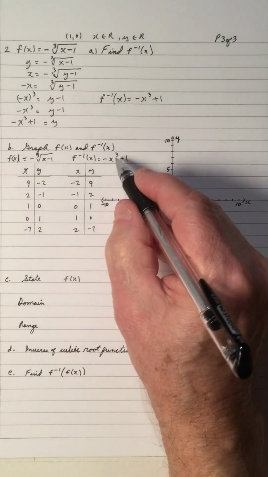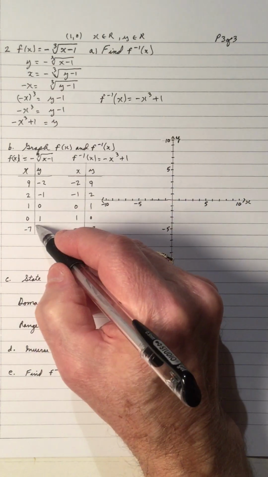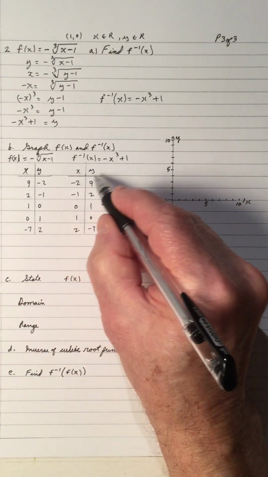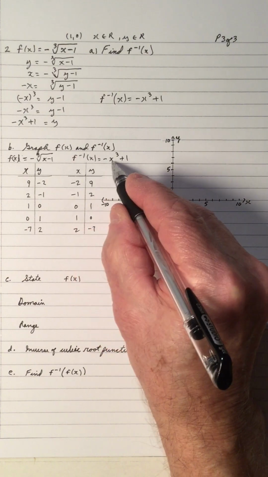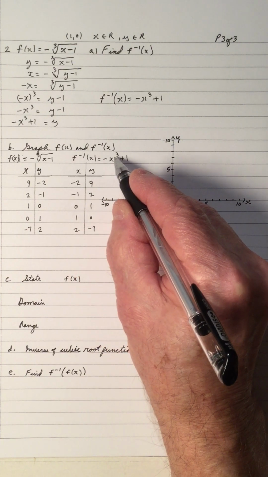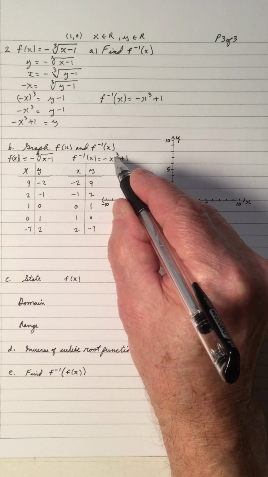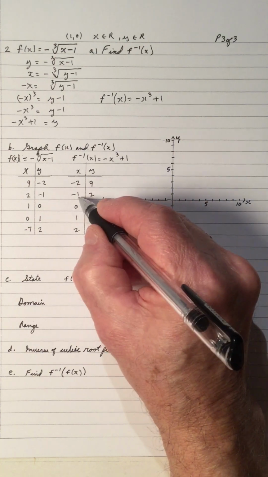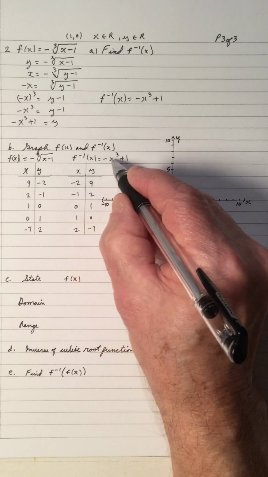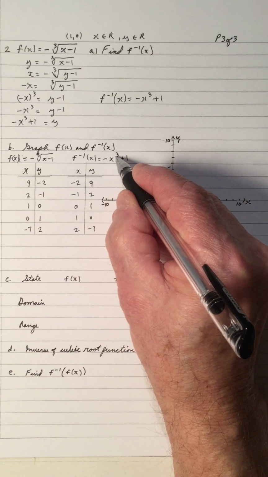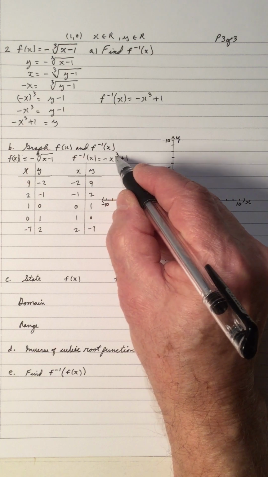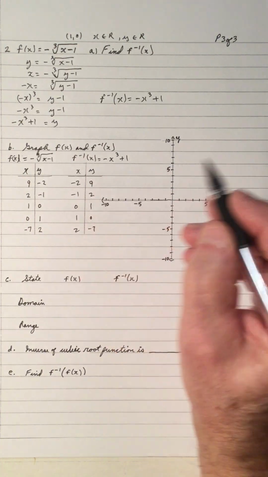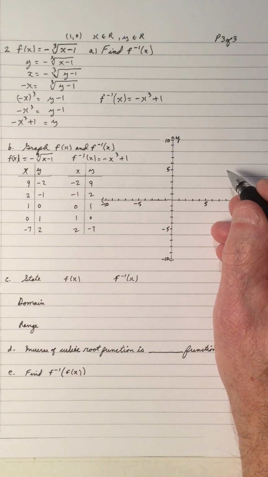Just to make sure, let's see if we're right. Assume these are right, so let's check. Take the negative 2 and plug in. Negative 2 cubed is negative 8. The negative of negative 8 is 8. 8 plus 1 is 9. Try one more. Try negative 1. Negative 1 all cubed is negative 1. The negative of a negative 1 is 1. 1 plus 1 is 2. Looks good. So let's graph.